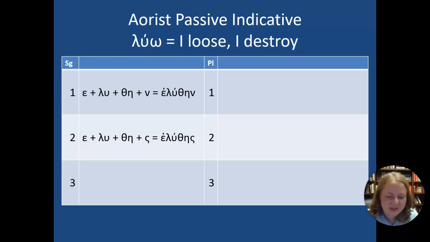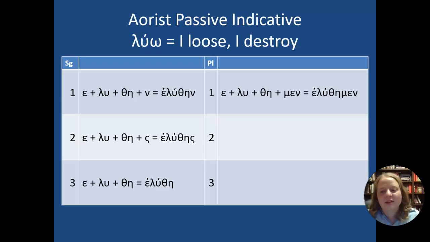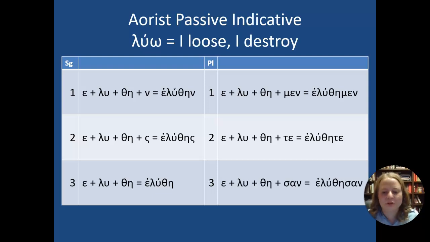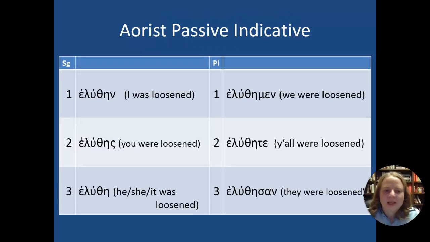You add the epsilon to the front of the stem, lu, theta, eta, and sigma, eluthes, that's the second person singular, eluthe, that's the third person, eluthamen, that's the first person plural, eluthete, that's the second person plural, you're familiar with that, elutheson, that's the third person plural. And it means something like this: I was loosened, you were loosened, he, she, it was loosened, we were loosened, y'all were loosened, they were loosened.